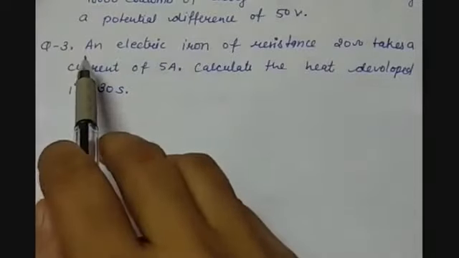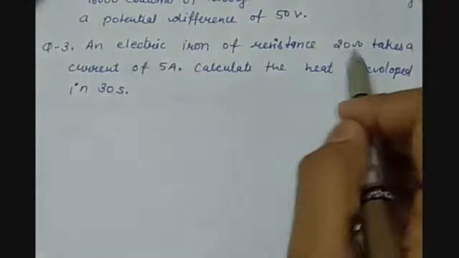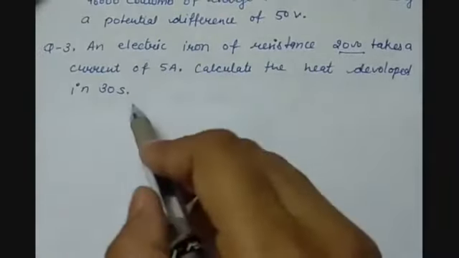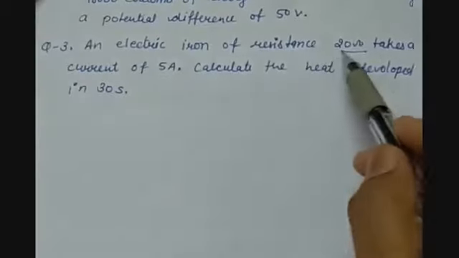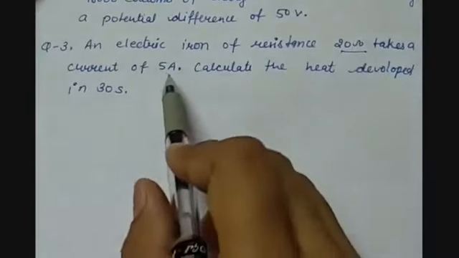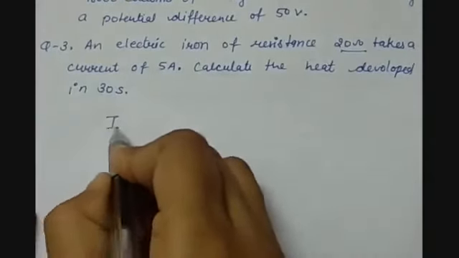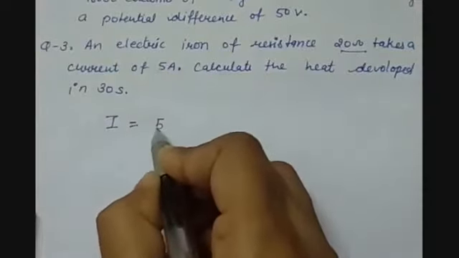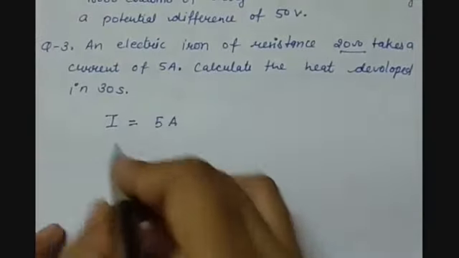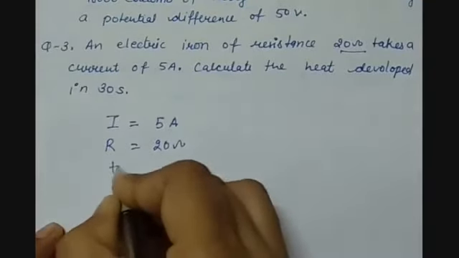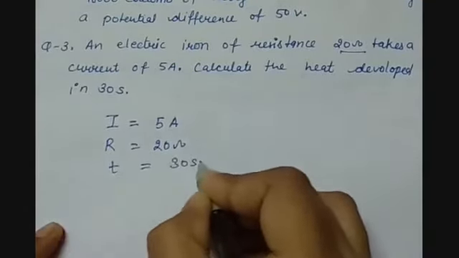Question number 3 is, an electric iron of resistance 20 ohm takes a current of 5 ampere. Calculate the heat developed in 30 seconds. So we have been provided with the resistance and the current, so accordingly we will use the formula. The current given in the circuit is I, having a value of 5 ampere. Resistance is 20 ohms and time is 30 seconds.